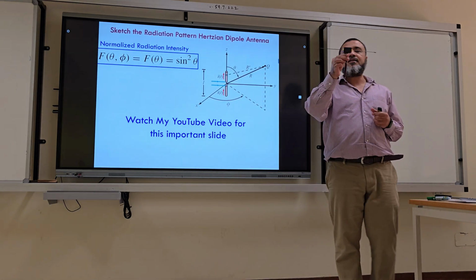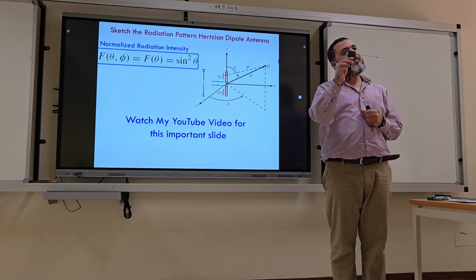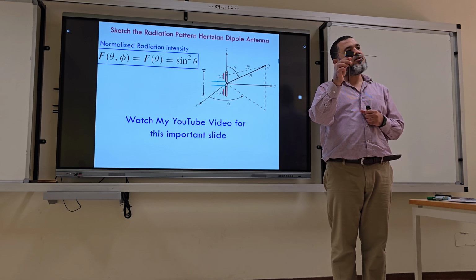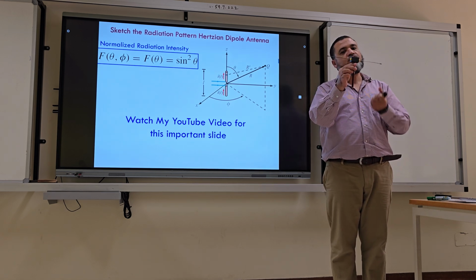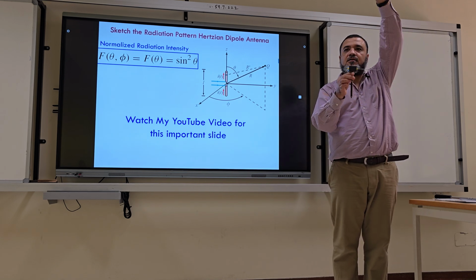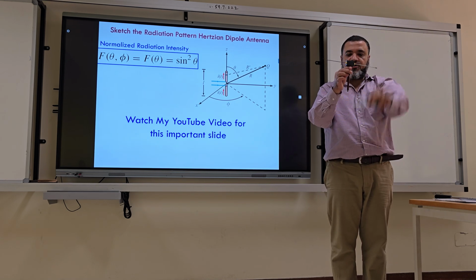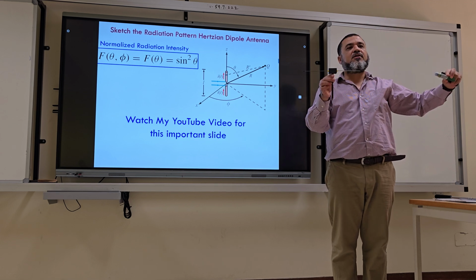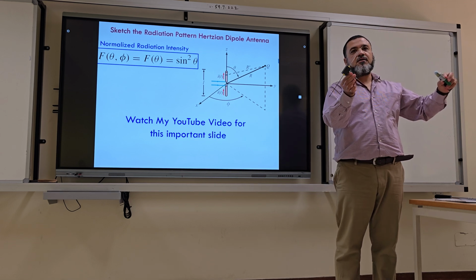What about if I make the antenna like this? Now what's the direction of maximum radiation? This transmitter, where should I put the receiver? Here? No. Here. Yes. This is maximum radiation, all the way here. Here you will receive 0 radiation. What about if it's like this?